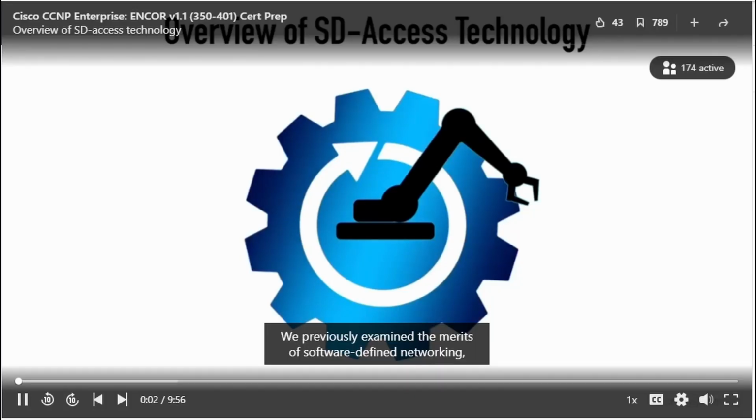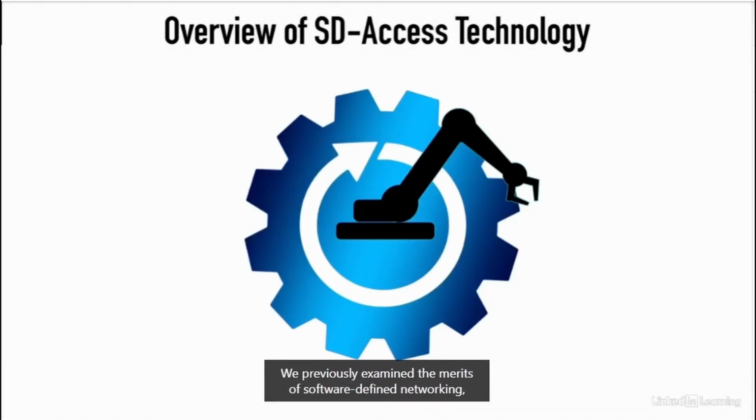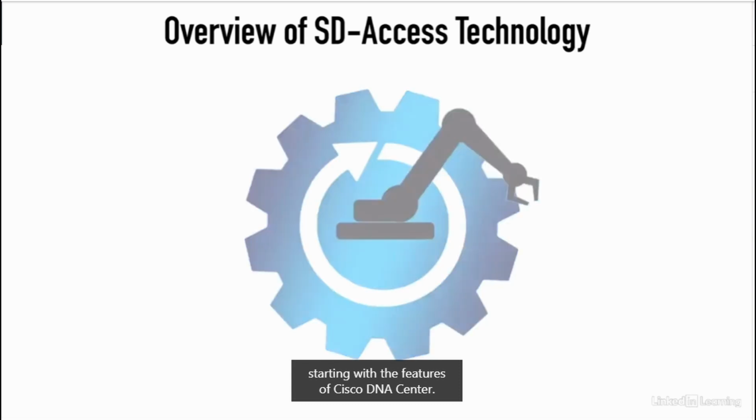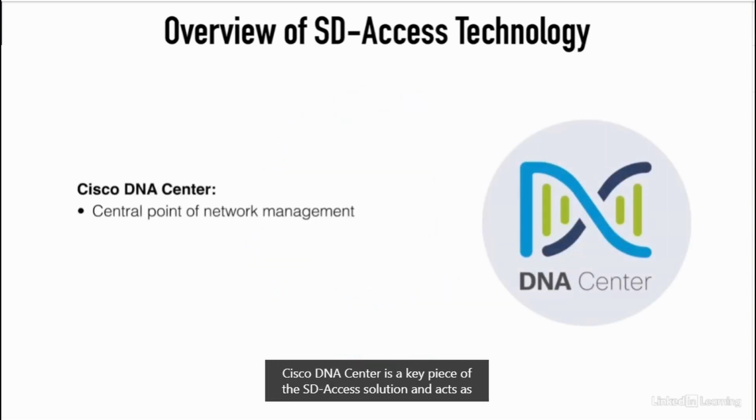We previously examined the merits of software-defined networking and how that helps simplify the management and configuration of our infrastructure. Cisco has taken that one step further with something they call software-defined access, or SD-Access. Let's run down a few advantages provided by software-defined access, starting with the features of Cisco DNA Center. Cisco DNA Center is a key piece of the SD-Access solution and acts as a central point of management. And that central point is able to automate the deployment and the configuration of network devices.